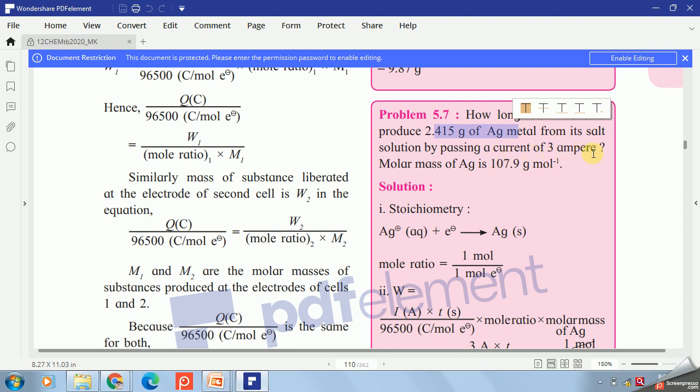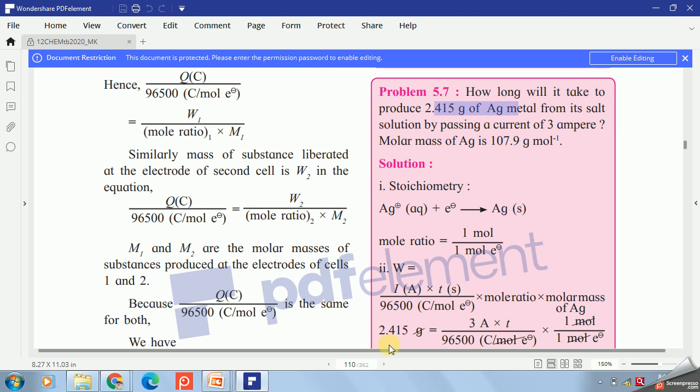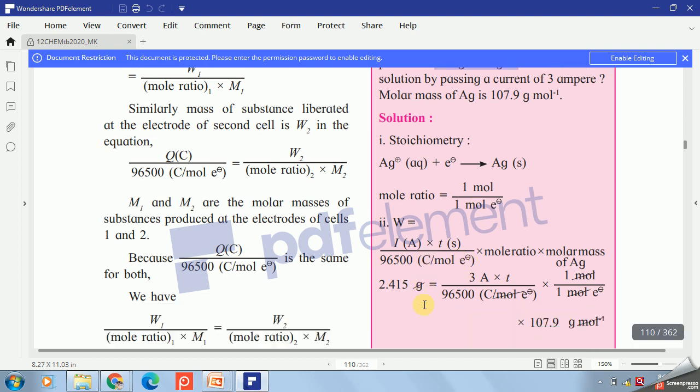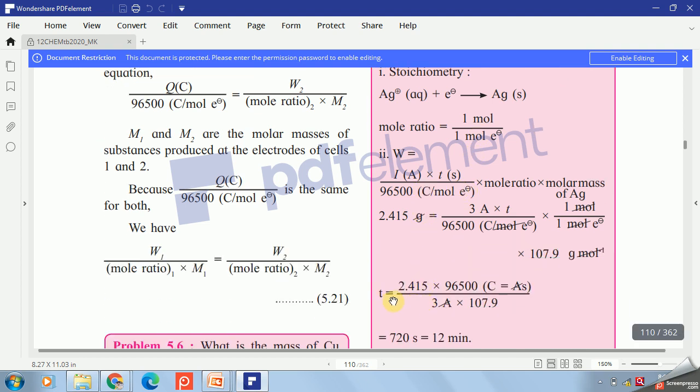So here, current is 3 ampere, molar mass is 107.9 gram per mole, and the mass of that substance is 2.415 gram of silver. So substitute the values: 2.415 gram is equal to 3 ampere into T divided by 96,500 coulomb per mole electron, and mole ratio is 1 mole per mole electron. And what is the molar mass? It is 107.9 gram per mole. So here your time is in second. Don't forget.